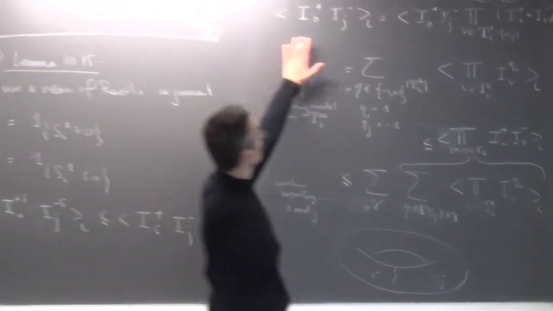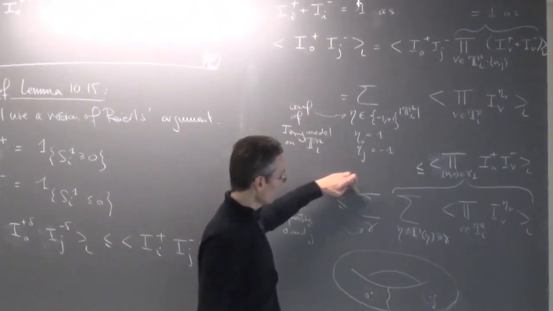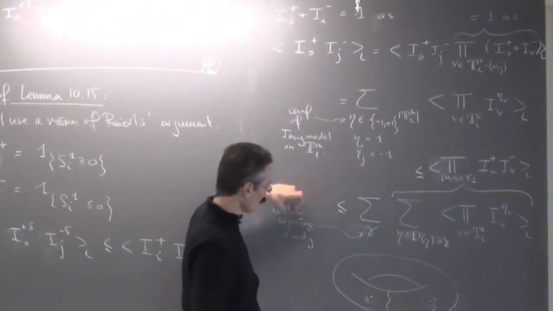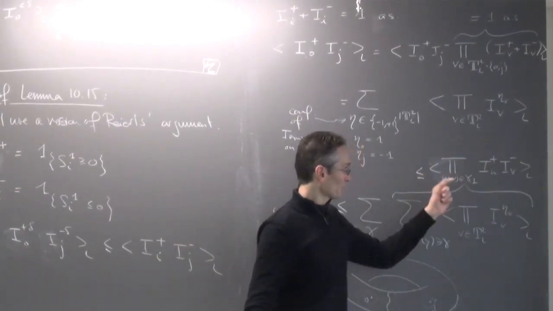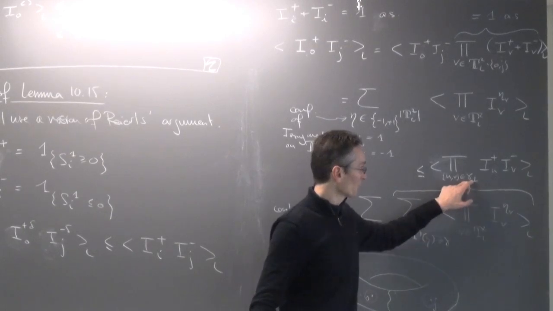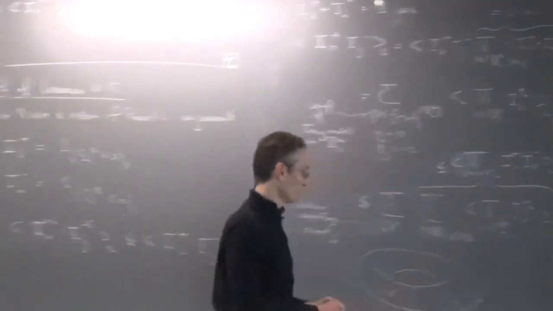So we have that the quantity we want to bound is smaller than the sum over all contours separating 0 and j of the expected value of the product over pairs of neighbors which live on each side of the contour gamma, I plus u, I minus v. Right?